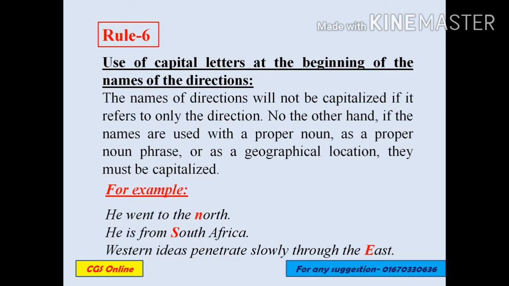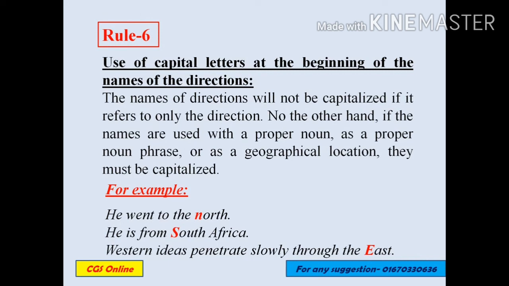He is from South Africa. Here, South Africa is the name of a country, and South is part of that name. That's why South has been capitalized.